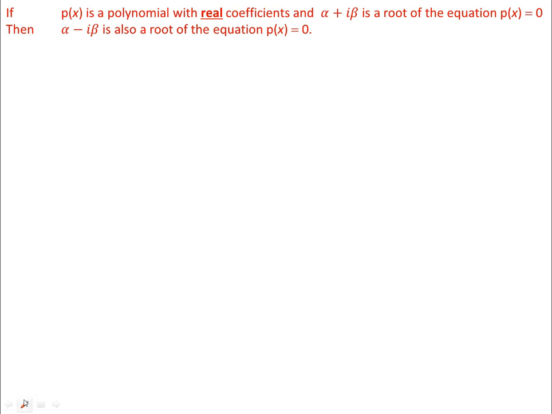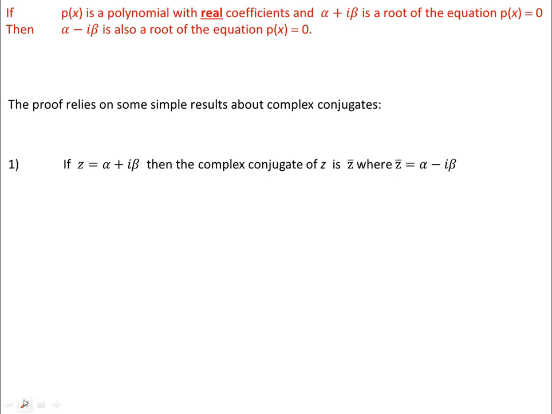Now, to establish this important result, we need to set up a few properties about conjugates. The first one is simply the definition. If z is the complex number alpha plus i beta, then the complex conjugate of z is z bar, where z bar is alpha minus i beta. Notice that some people may use a star rather than a bar to denote complex conjugates. Throughout this video we're using z bar to denote the complex conjugate of z.